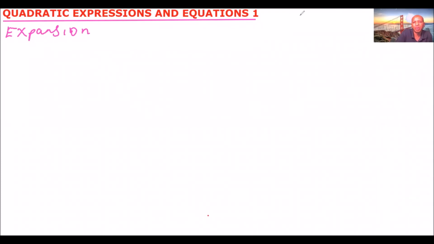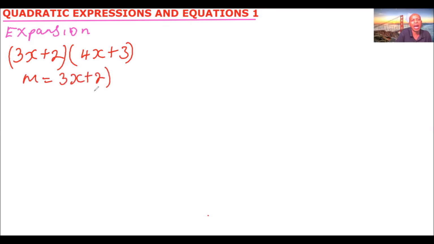So this time I want to expand (3x + 2)(4x + 3). We just follow the same procedure. So I can still use my m. Let m be equal to 3x + 2. And then I'll just replace that with our term here. So we have our m, we have (4x + 3). Then you open the bracket, you'll be able to get this is 4.